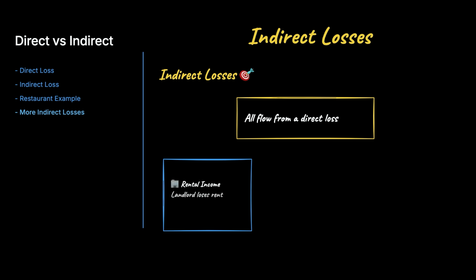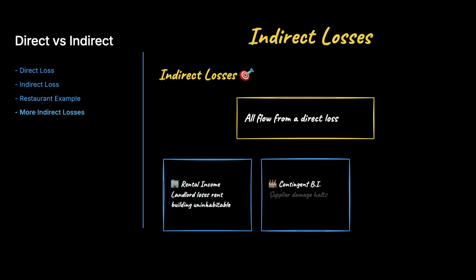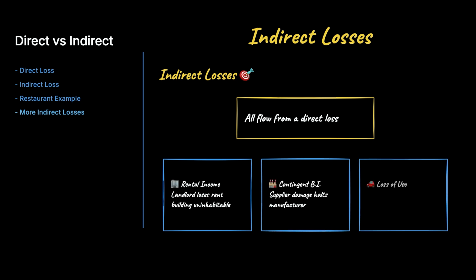A landlord whose building becomes uninhabitable loses rental income. A clear indirect loss. With contingent business interruption, a manufacturer halts because a key supplier suffered damage, even though its own property is untouched, and loss of use means losing the value of using property during repairs. All flow from a direct loss.